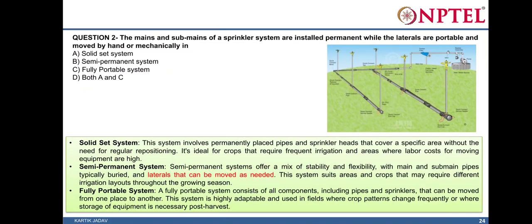Question number two: the main and sub-main of a sprinkler system are installed permanently while laterals are portable and moved by hand or mechanically. That kind of system is known as a semi-permanent system, fully portable system, or both A and B. We know that the correct answer is option B, semi-permanent system. A semi-permanent system offers a mix of stability and flexibility, with main and sub-main pipes typically buried and laterals that can be moved. So the correct answer is option B.